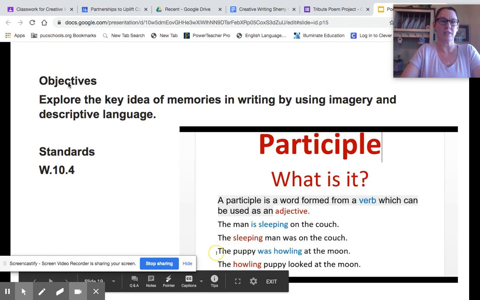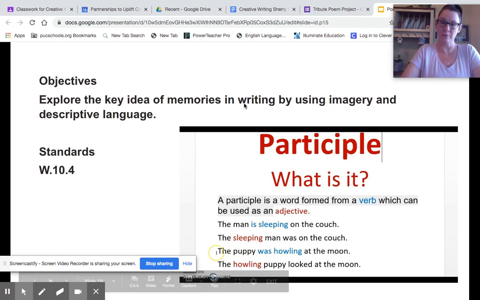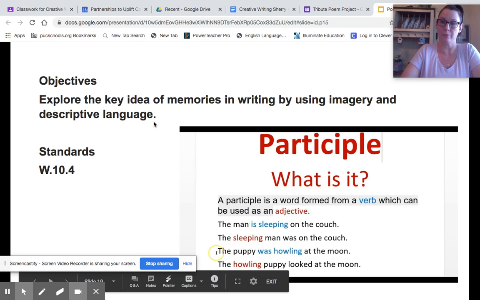So today's objective, we will be exploring the key ideas of memories in writing by using imagery and descriptive language. And we're going to do that today because we're going to be writing a tribute poem. And that's standard writing 910.4. So before we get to our tribute poem project, we're going to practice participles again.